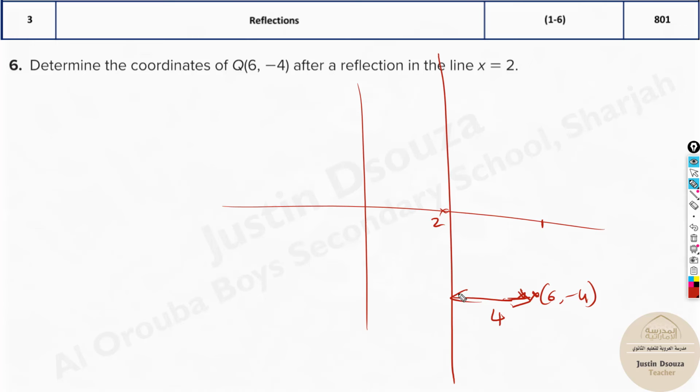Now it is 4 units over here. So go 4 units to the other side. It will be at -2. So the point will be at -2, -4.